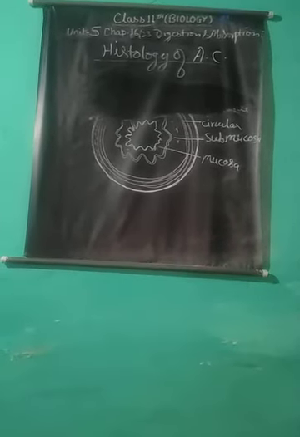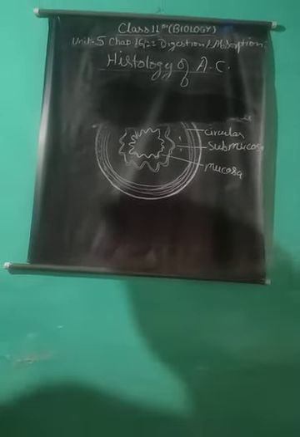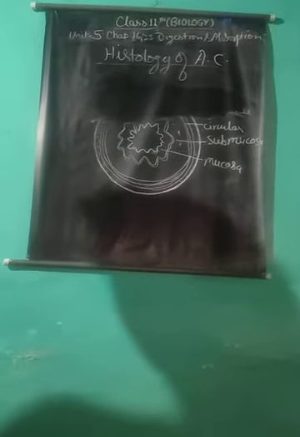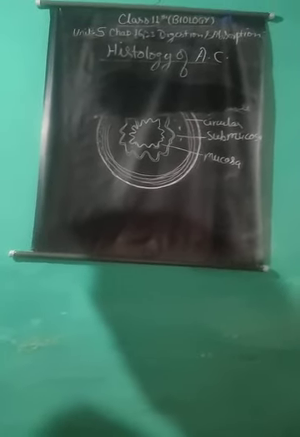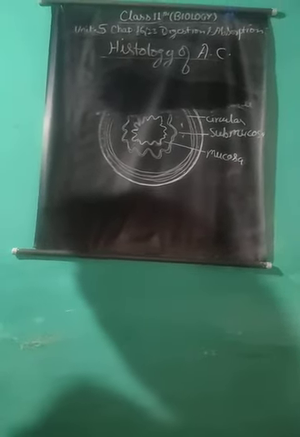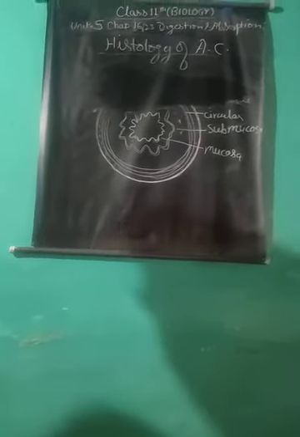The muscular coat is thin. It has only two layers, circular and longitudinal. The oblique layer is absent. The oblique layer is found only in the stomach, but not in other parts of the alimentary canal. The submucosa contains blood vessels, nerve fibers and lymph spaces. The submucosa of the duodenum contains Brunner's glands.